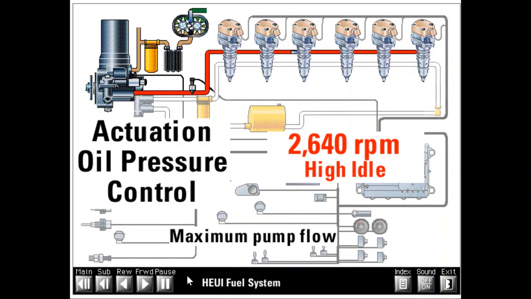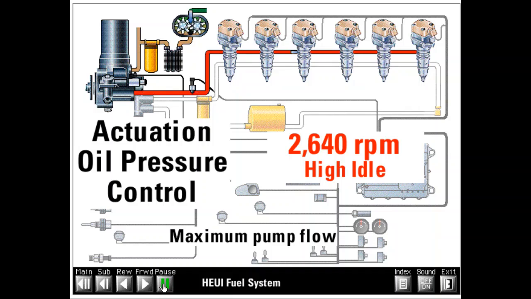Maximum pump flow is at high idle, which is about 2640 RPM. Under most operating conditions, the pump has much more flow than it needs. This excess flow must be returned to the sump to control system pressure. The Injection Actuation Pressure Control Valve, or IAP control valve, regulates the system pressure. It returns to sump the exact amount of oil required to maintain the desired actuation pressure.